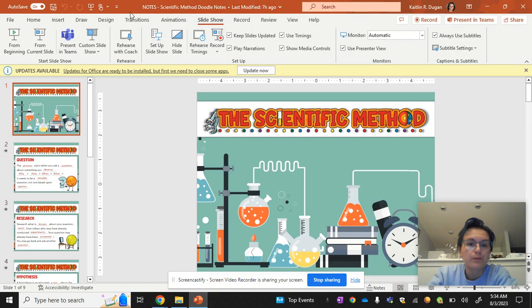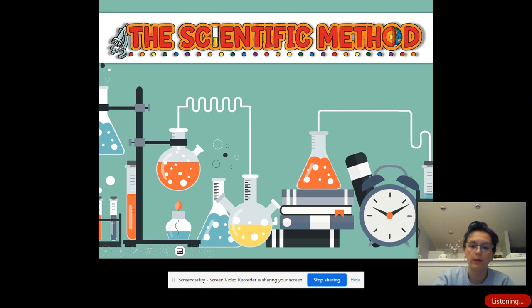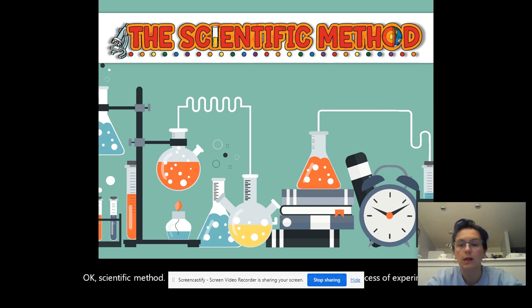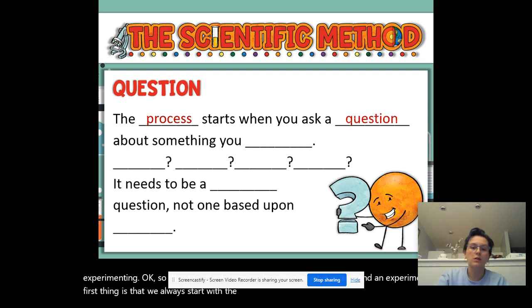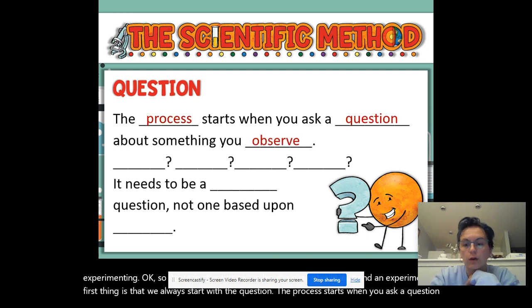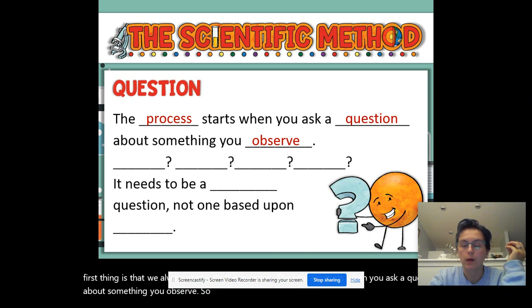So first things first, let's go here. Okay, scientific method. Now, the scientific method, as we have in our notes, is the process of experimenting. Okay, so these are the steps that scientists use to start and end an experiment. The first thing is that we always start with a question. The process starts when you ask a question about something you observe. So, we make an observation, and then we're going to ask a question about it.